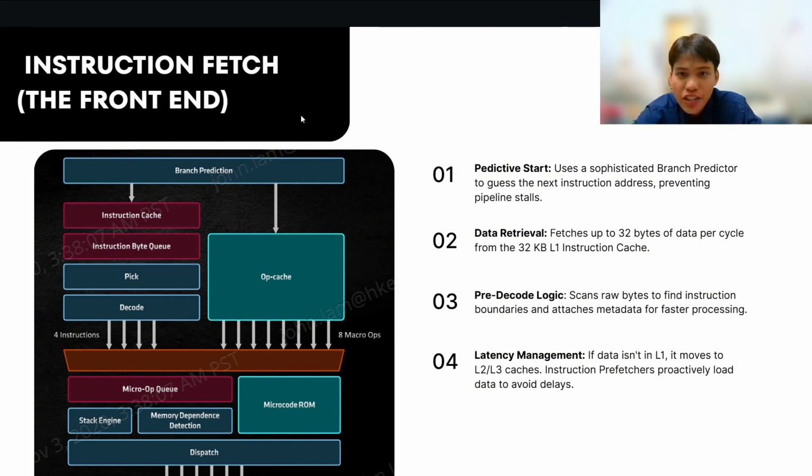Next, data fetch. It fetches up to 32 bytes of data per cycle from the 32 kilobyte L1 instruction cache. The third one, pre-decode logic, scans raw bytes to find instruction boundaries and attach metadata for further processing. Next, latency management. If the required data isn't in the L1 cache, the system proactively pulls from L2 and L3 cache to avoid delays. In short, this stage is about speed and accuracy, predicting what's next and prepping it for dispatch.